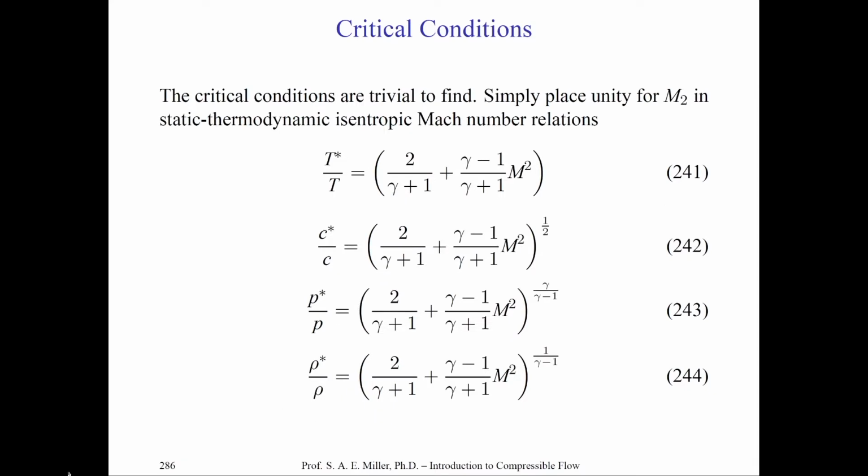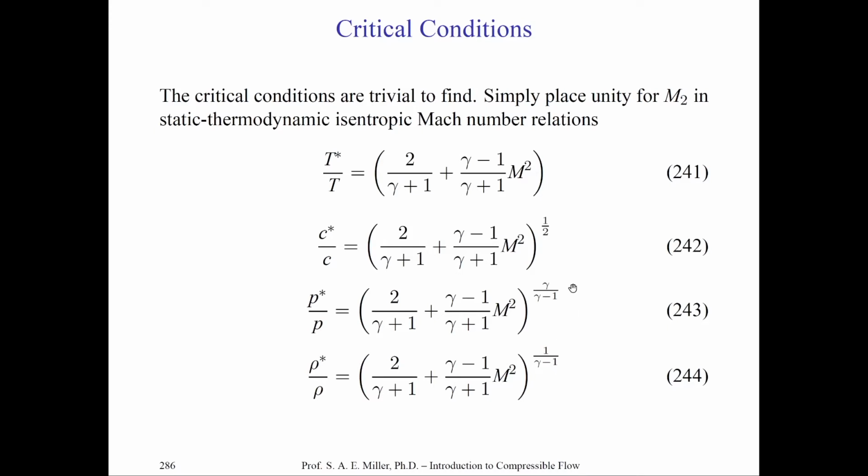Let's summarize these particular equations, and you see how easy they are to find. We'll simply place unity for M2 in the static thermodynamic isentropic Mach number relations, which we previously developed. Here, then, we'll find T star over T goes as the same quantity for all equations in the slide deck, 241 to 244, of 2 over gamma plus 1 plus gamma minus 1 over gamma plus 1 times M squared. Once again, the powers are the same for each respective term.